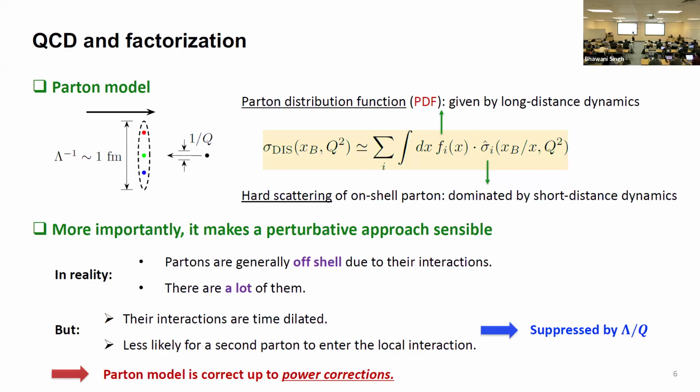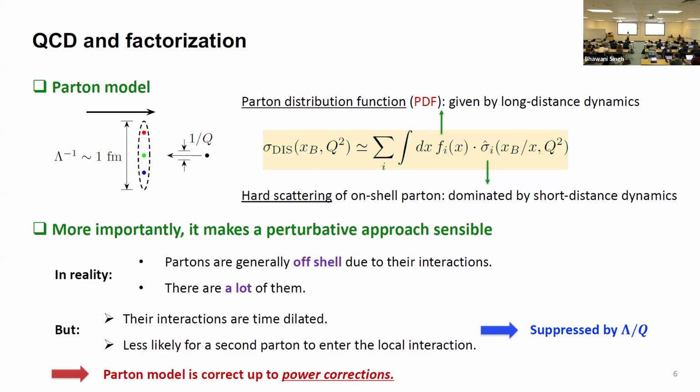And the second is, when you interact, you are not on shell. You are not really a massless on-shell particle. So you are generally off shell because of all these interactions. But if the interaction happens at a very hard scale, then the first thing is your interactions with other partons are time dilated. So they are not so important at the time of this hard interaction. And then because the hard interaction happens locally, if you want a second parton to come into the same interaction, it's highly, highly suppressed in terms of probability.